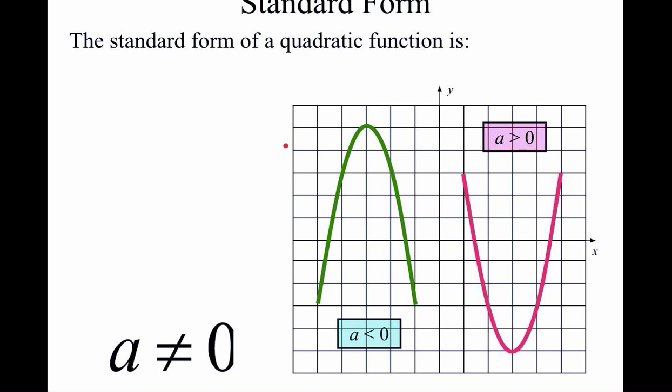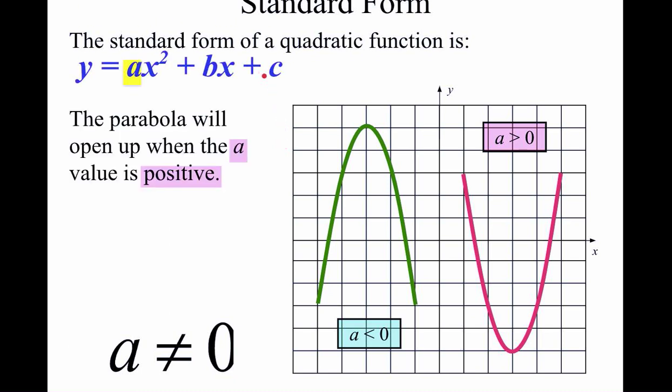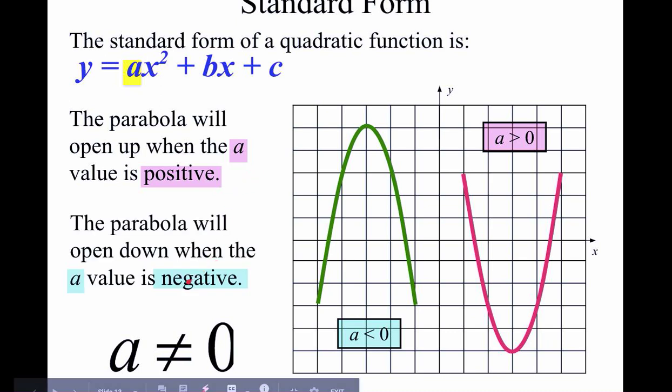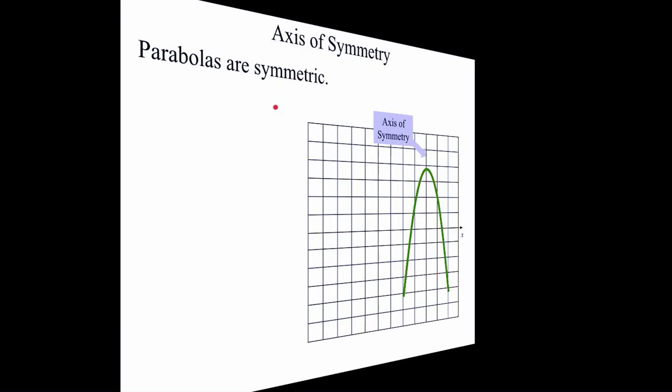So standard form of a function, you have that. The parabola will open up if a is a positive value. So a, in your standard form, if that number is above 0, your graph is going to open up like it is in pink here. Open up, so you're going to have a minimum. If it opens down, it is a value of negative, anything less than 0, and you will have a maximum. And a cannot equal 0.